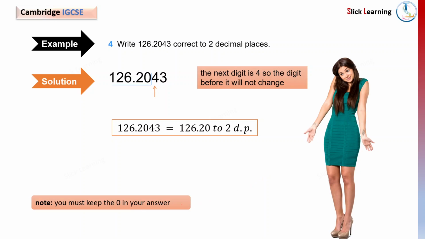So you must keep the 0 in your answer. Suppose if you write 126.2, then this answer is only up to 1 decimal place. It is not 2 decimal places. So you must consider 0 in your answer.